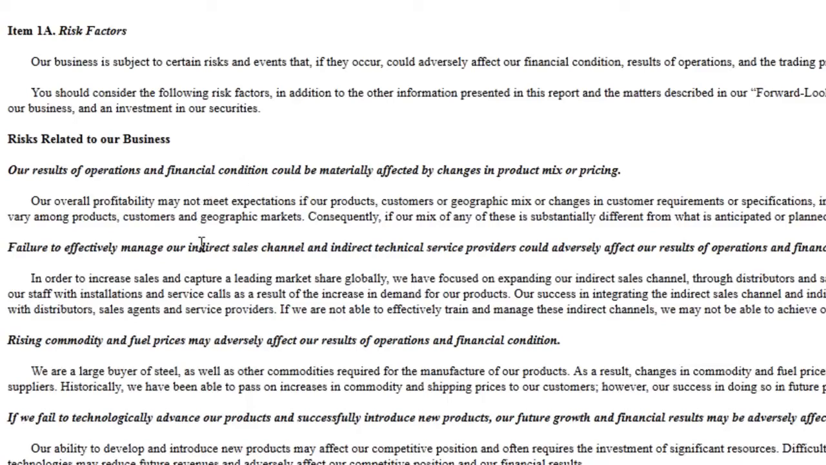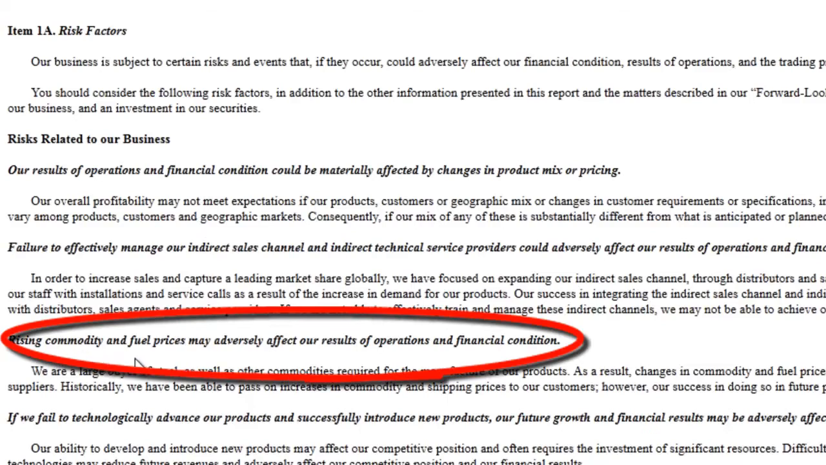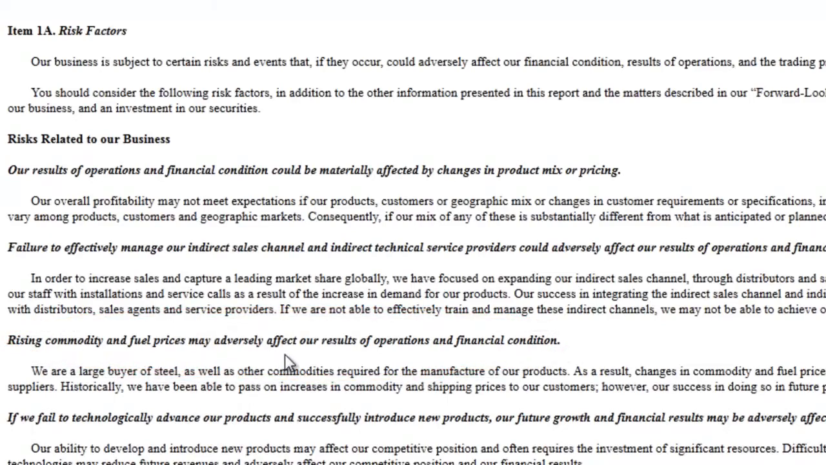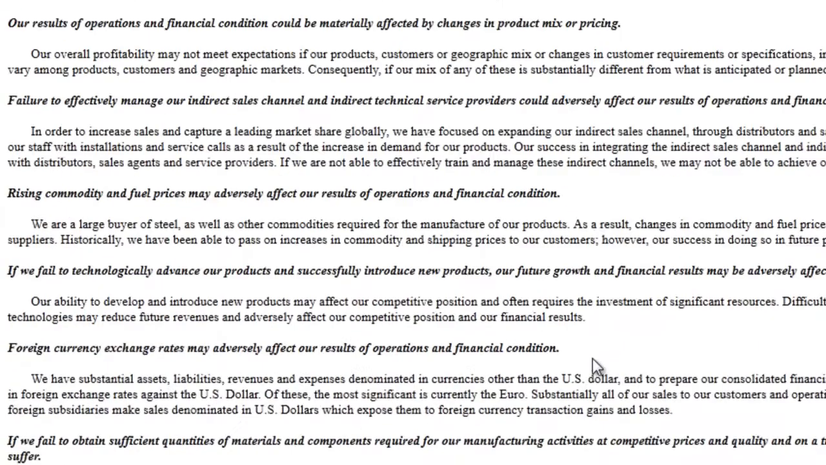let's take a look at some of the risks. Rising commodity and fuel prices may affect our results and operations and financial conditions. This is what you want to know. Now, every company will have certain risks. It's important for you to be aware of them, but don't panic. You will never find a company that is without any risks, but you obviously have to read them.